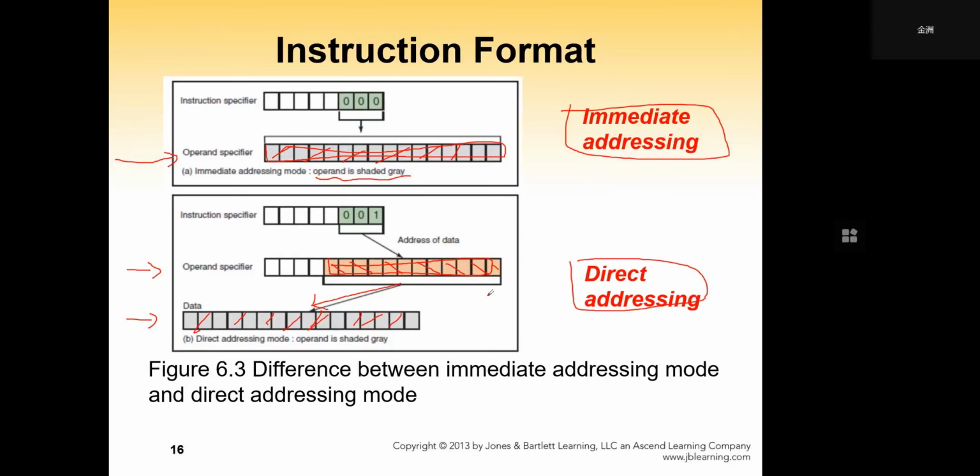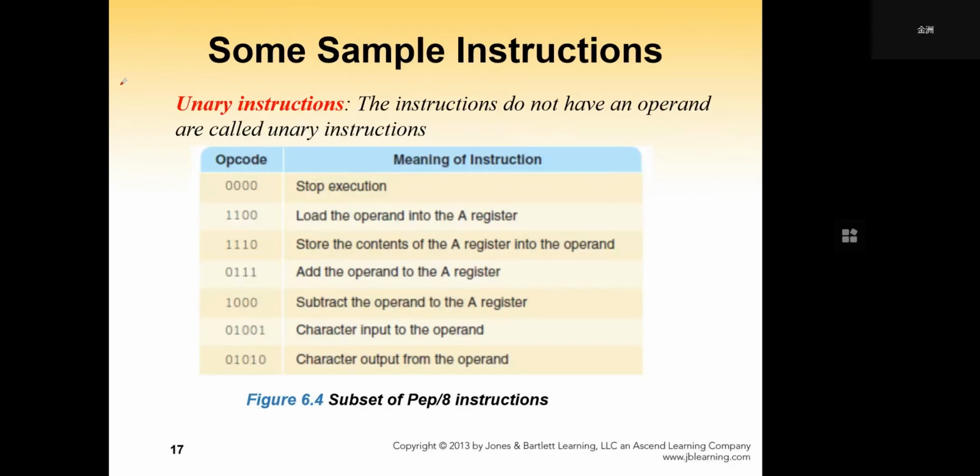And some instructions may not have an operand. We call such instructions unary instructions. The instructions that do not have an operand, we call them unary instructions. And usually such instructions are 1 byte long.